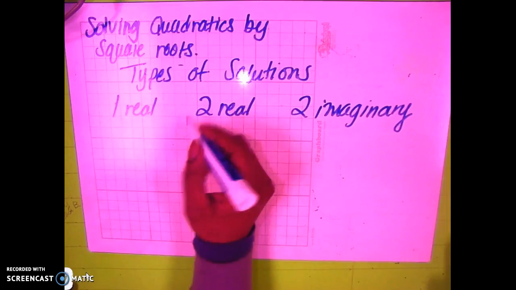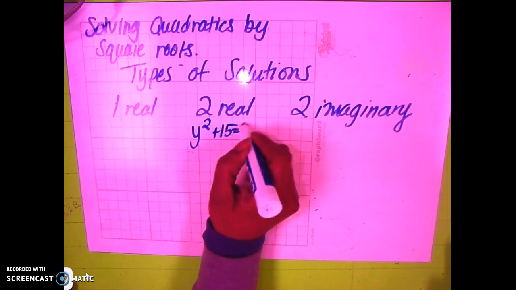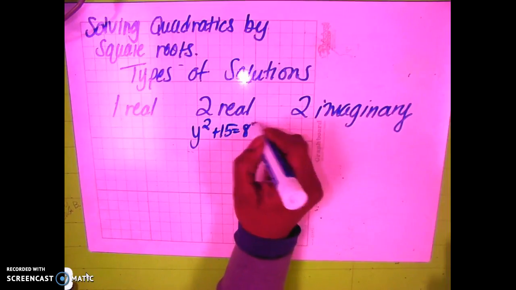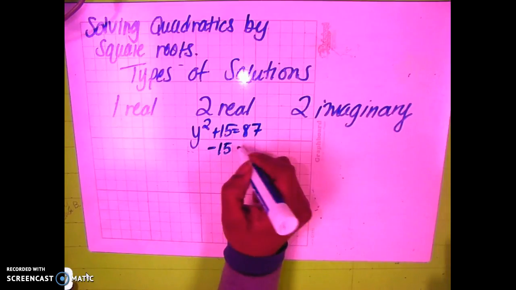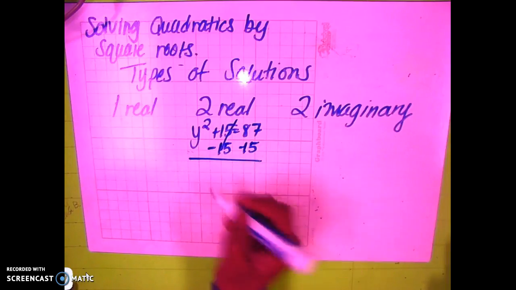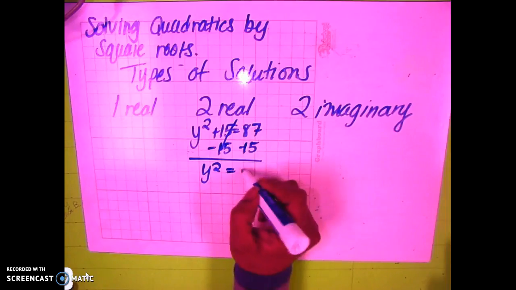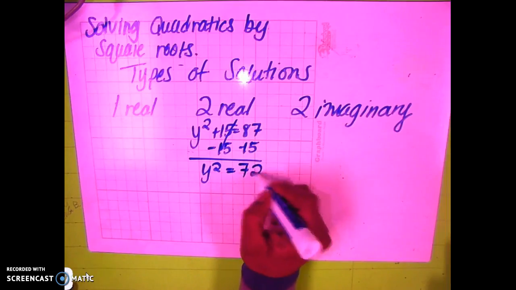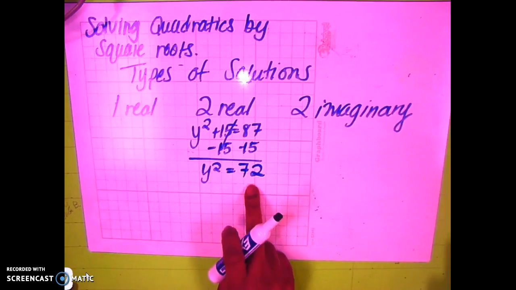So I'm going to do that example first. Here's my example: y squared plus 15 equals 87. Okay, I'm going to isolate my variable, subtract 15 from both sides. These 15s will cancel out. And now I have y squared equals 72. Alright, so 72 is a positive number, so that means I'm going to have 2 real solutions.